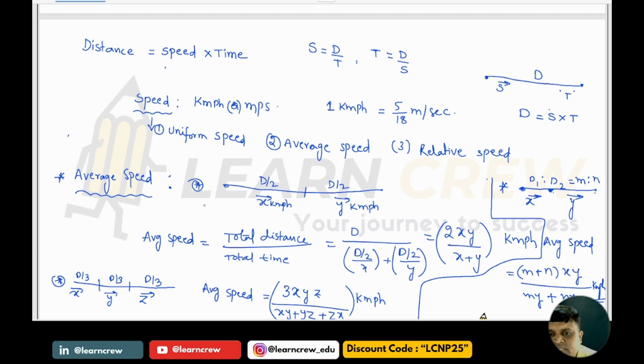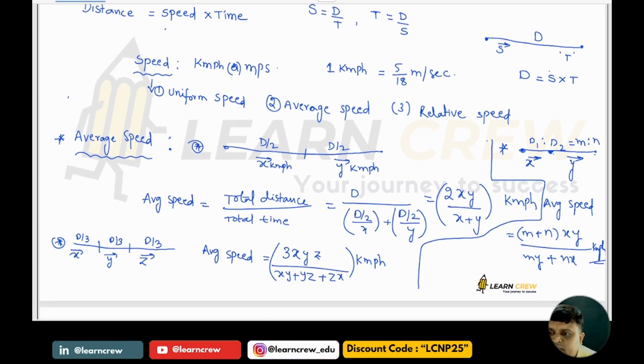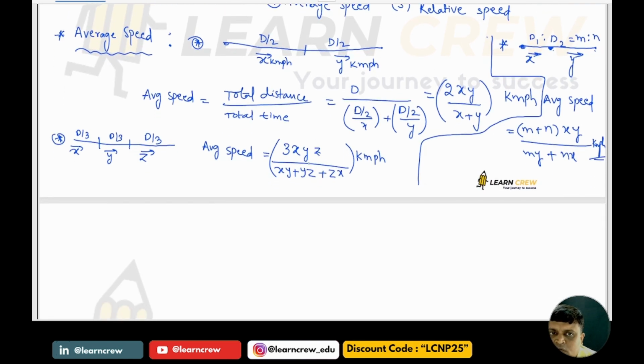So different cases are given. The total distance made into two equal parts, three equal parts, any two parts. So like that, various applications we have discussed on average speed. Always remember, distance is equal to speed into time. That speed can be uniform speed, average speed, or relative speed. Already we have discussed uniform speed and average speed. Now next is the concept of relative speed.